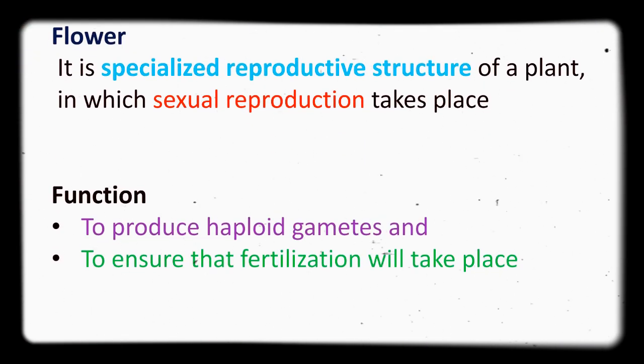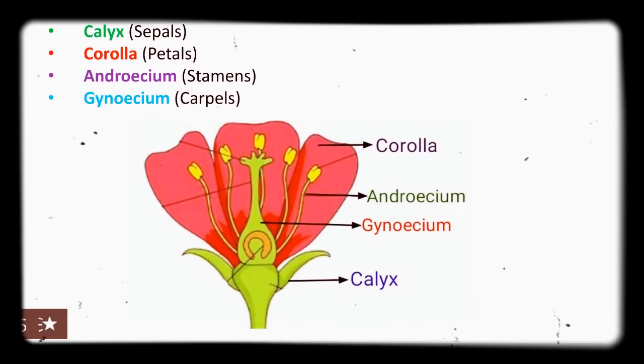So the flower is a specialized reproductive structure of the plant in which sexual reproduction takes place. The flower is the most important part of the plant, and it is a modified shoot which takes part in the process of sexual reproduction. Its function is to produce the haploid gametes and to ensure that fertilization takes place.